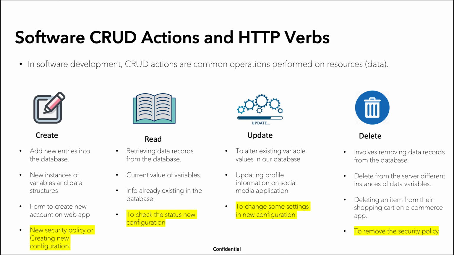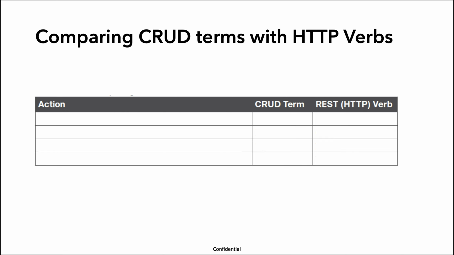So let's go ahead and compare HTTP verbs with CRUD terms. For example, the create action is used to create new resources, right? And the term which CRUD uses is create. And in HTTP, the corresponding verb is post. So create is similar to post.